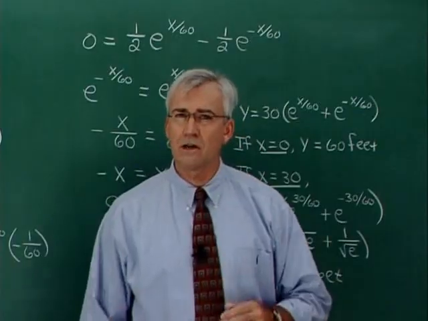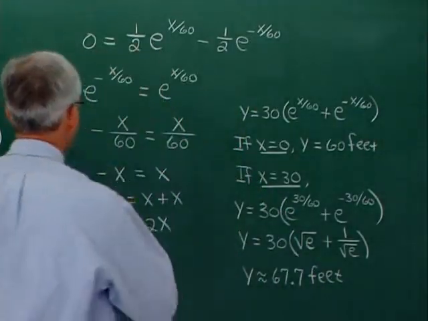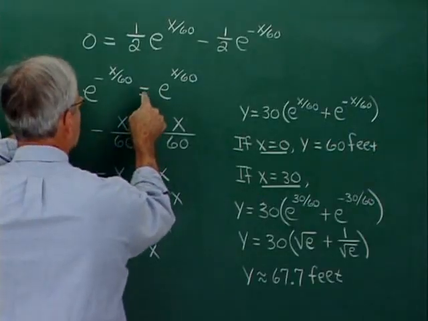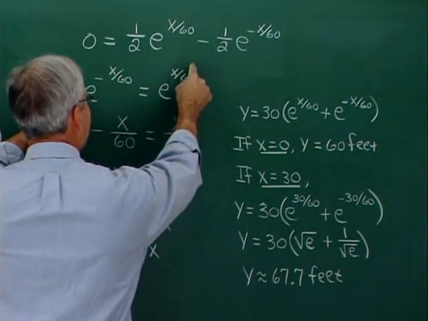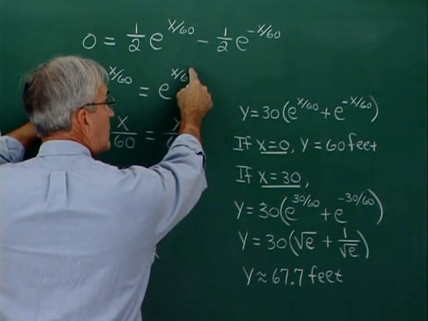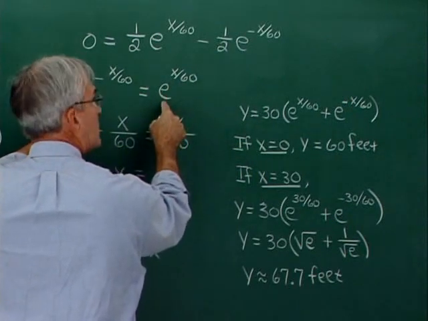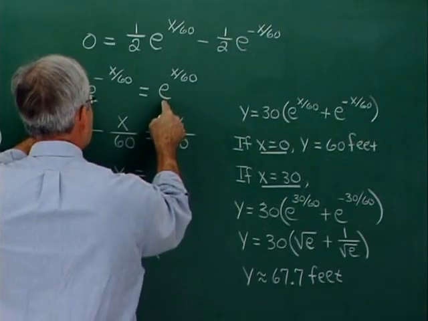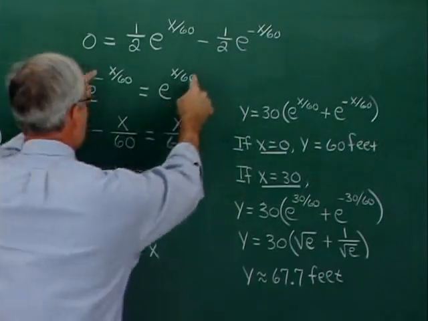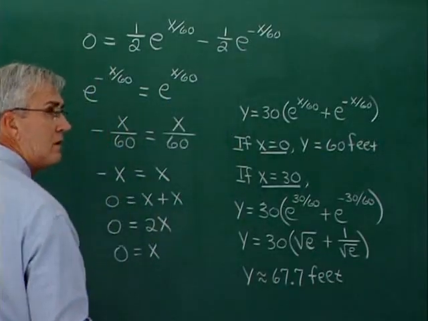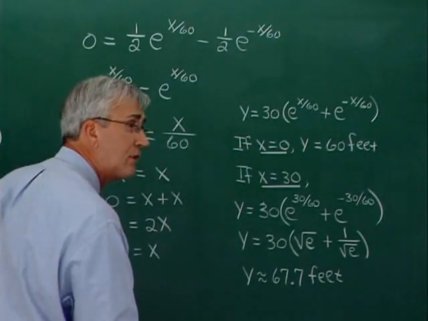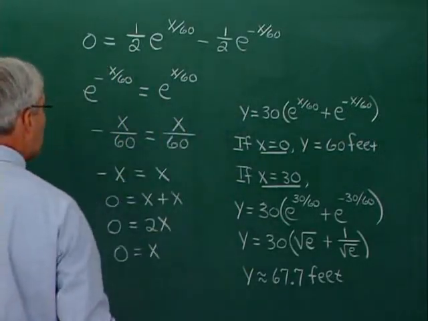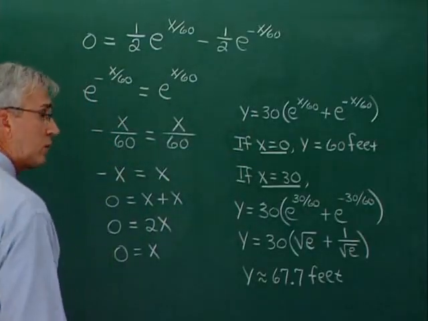But for now, doesn't it make sense that if e to this exponent has the same value as e to that exponent, you see, we have the same bases but different exponents, but these are equal to one another and the bases are alike, doesn't it make sense that these exponents have to be the same? Sure, that makes sense. So if these have to be the same exponents in order to make this equal, then we can just set the exponents equal to one another.